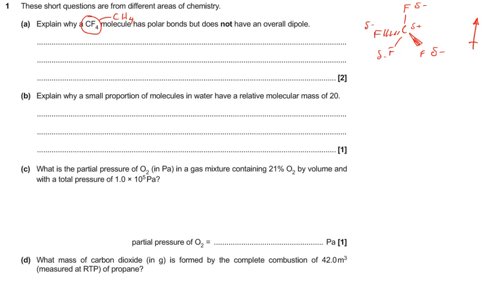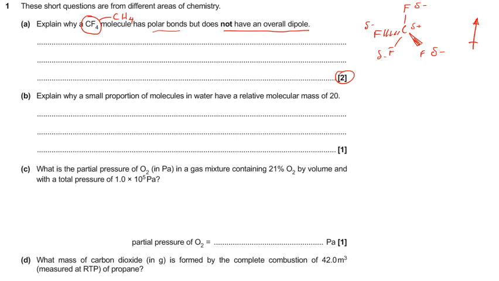Okay, so it's a 2-mark question, and the first mark is going to be saying something about a difference in electronegativity between fluorine and carbon, something like fluorine is more electronegative than carbon, so that explains why it has polar bonds. But the second mark is for explaining it doesn't have an overall dipole, and that's about the shape. So you can say that it's symmetrical or it's tetrahedral to get the second mark. I'll let you write that down yourself or see the mark scheme.